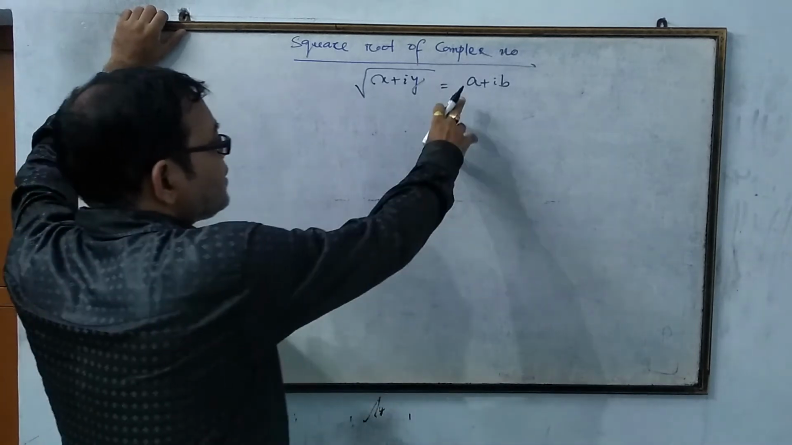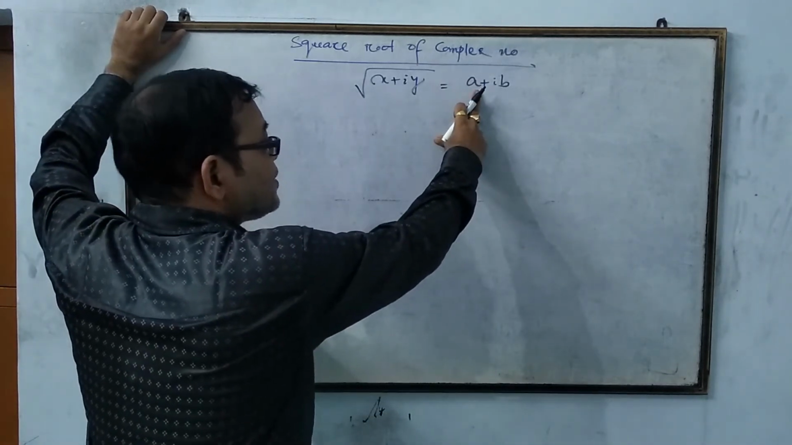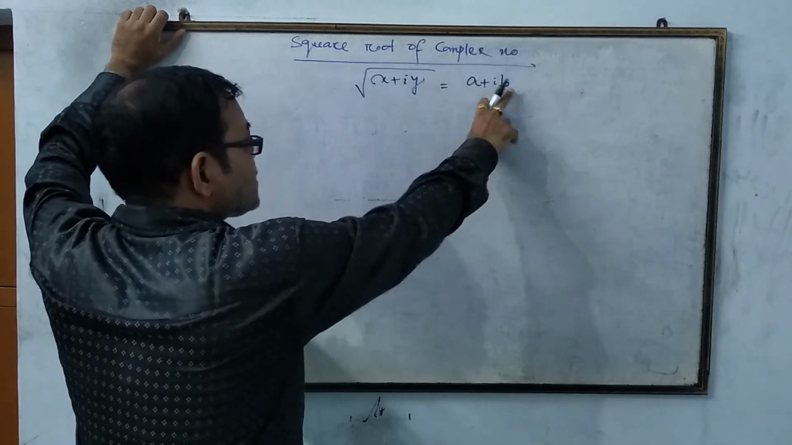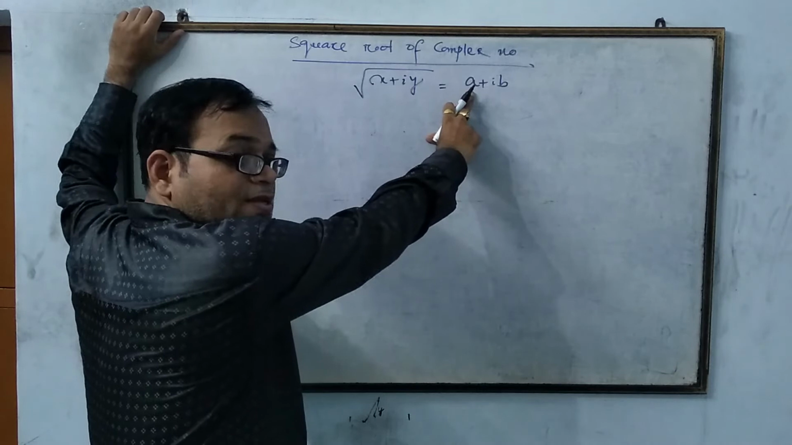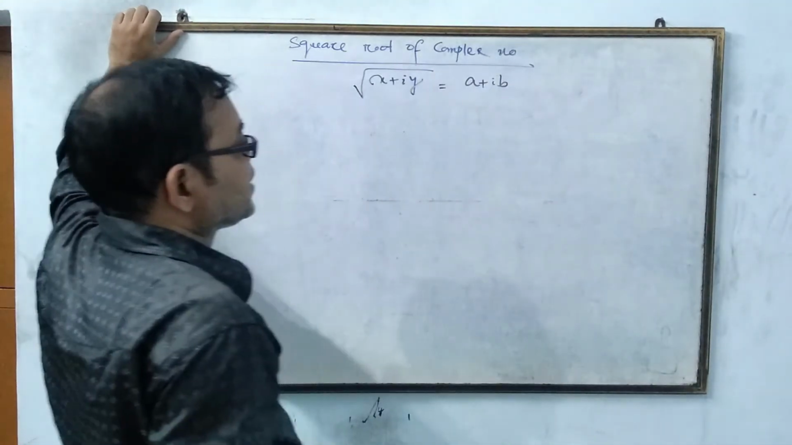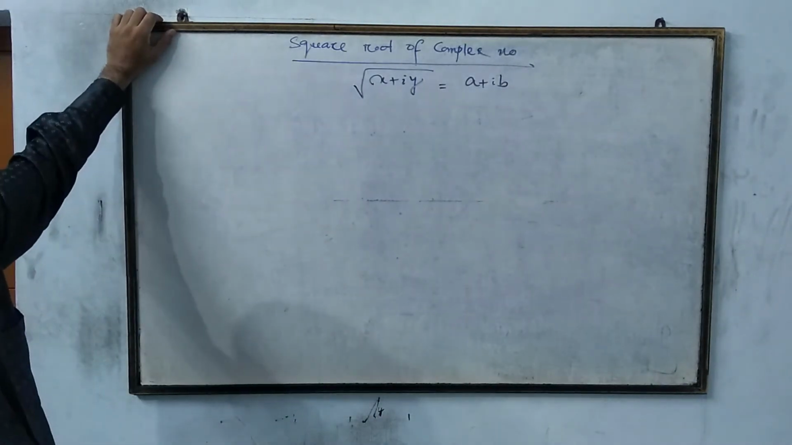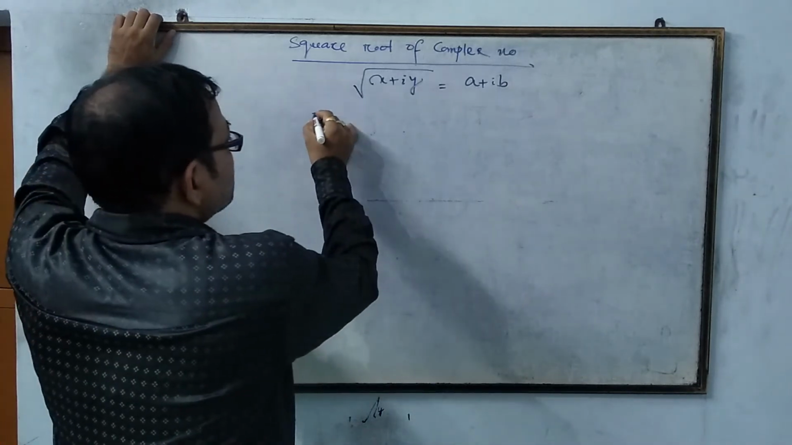Then if I find the value of a in terms of x and b in terms of y, because we know the value of x and y, then our answer would be complete. Then what to do? Square both sides.